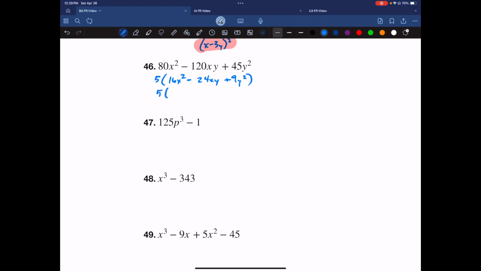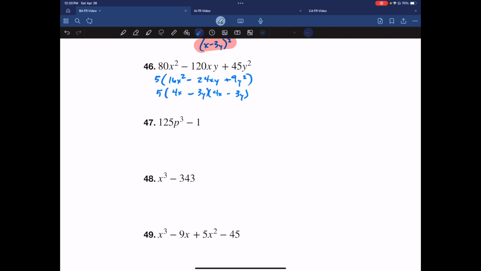I do also recognize that my first and last term are perfect squares. So the square root of 16x squared is going to be 4x. And the square root of 9y squared is going to be 3y. So 4x and 3y. The second sign is positive, so both sides are the same as the first, so minus, minus.